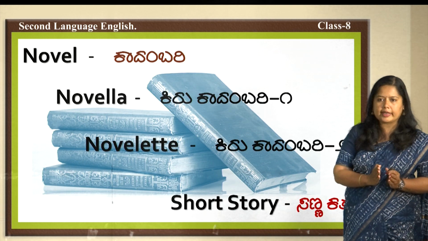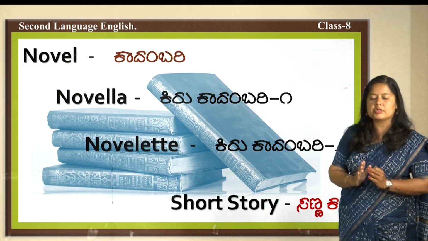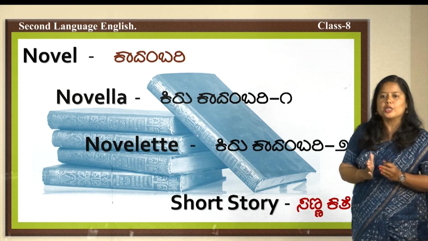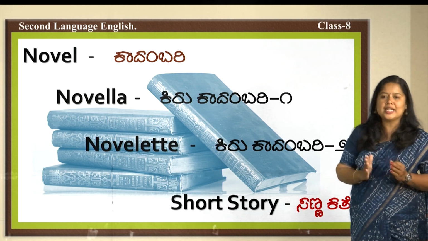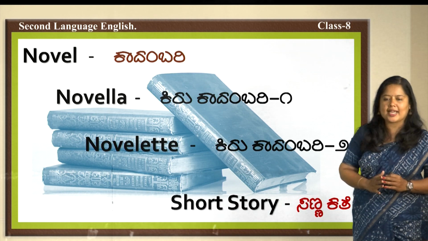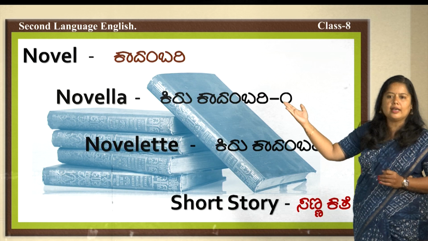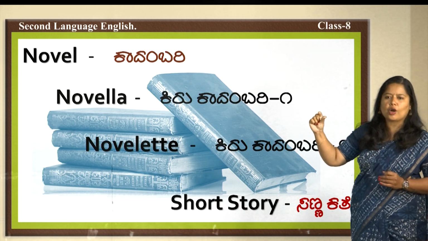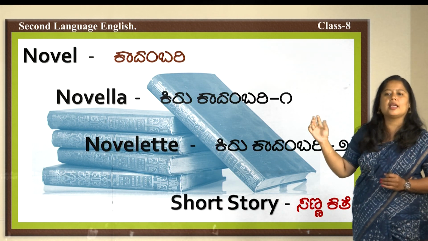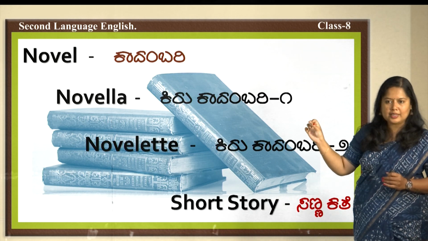A novella is shorter than that, where around 20,000 to 40,000 words are used, and this is an approximation of words used in a book. It need not compulsorily have that many words, but normally it is said if a book has 20,000 to 40,000 words, that is a novella, a kind of short novel. Novel is Kadambari, novella can be called a Kiru Kadambari. Kiru Kadambari andre Kadambariya hage inna adakkinta solpa chikkadu.